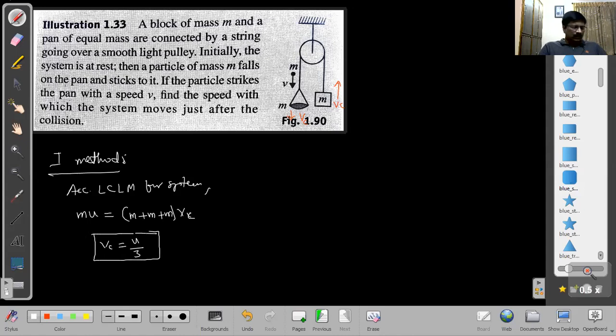This is one method, the simple method, but we can also do it by the impulse method. So what is the impulse method? That is an important method. The second method is the impulse method, the impulse of tension concept.